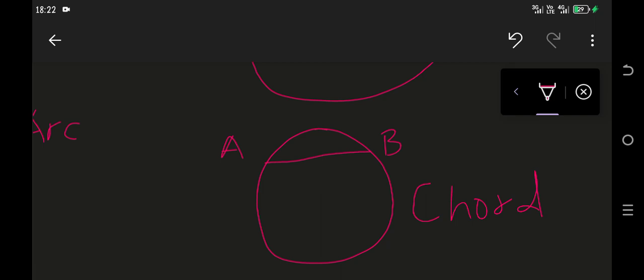Now, what is the difference between a chord and a diameter? The diameter passes through the center of a circle and it divides the circle into two equal halves. A chord does not pass through the center of a circle and it does not divide a circle into equal halves. That is the difference. The diameter crosses through the center. The chord does not go through the center.